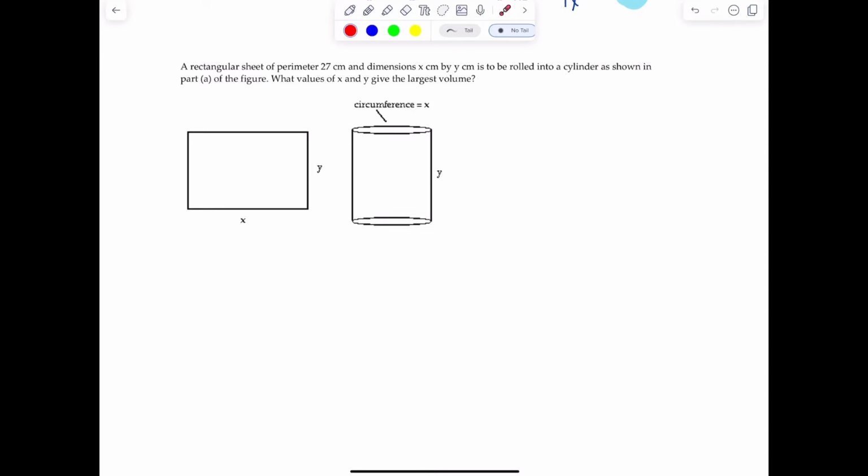Okay, so when doing optimization, always identify what's the quantity that you're trying to optimize, either maximize or minimize. You need a function of one variable expressing that quantity. So we're trying to maximize the volume of this cylinder. So what's the formula for volume of a cylinder?